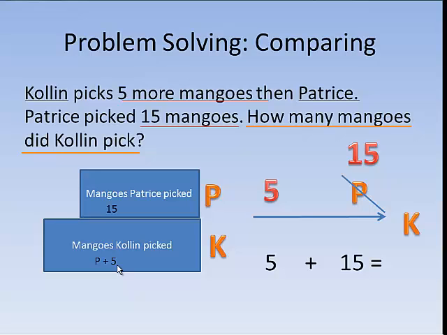There is our problem. 5 plus 15 equals something. Yes, 5 plus 15 equals K. So 5 plus 15 will equal how many mangoes Colin picked? 20. Colin picked 20 mangoes.